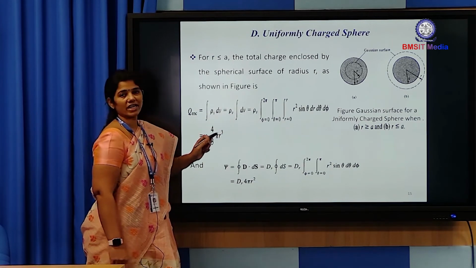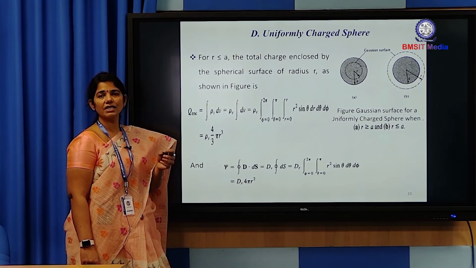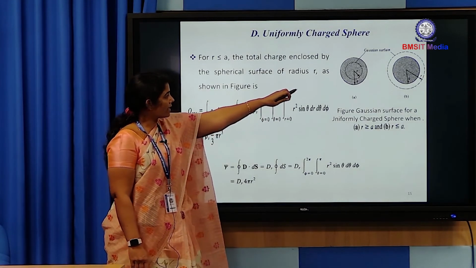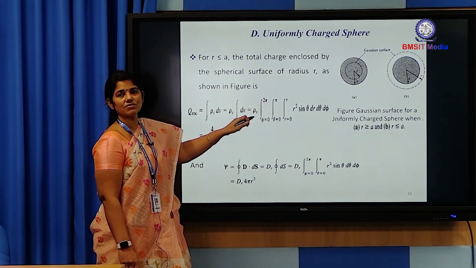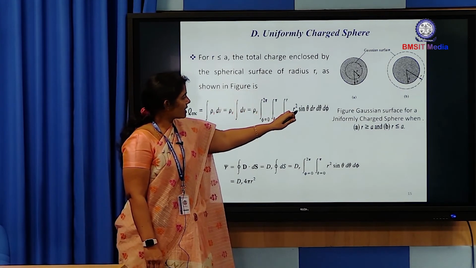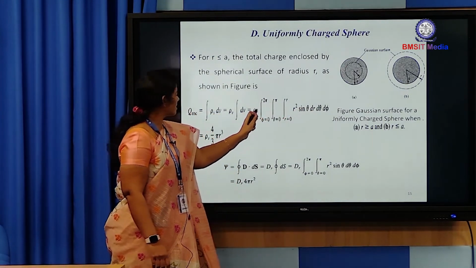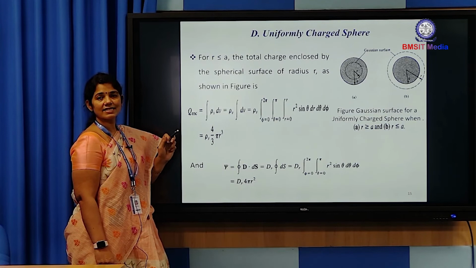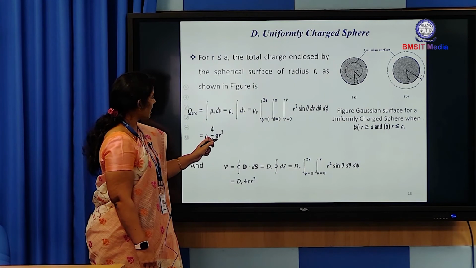So, this is a spherical surface. So, for a spherical surface you have r component, theta component and phi component. So, r is from 0 to r, and r we are considering as A, theta is from 0 to pi as we know, and phi is from 0 to 2 pi. So, which is going to be r squared sin theta dr d theta d phi, right. So, if you simplify this, you will have the volume of the sphere when r is less than or equal to A. So, which is going to be rho v 4 by 3 pi r cubed.